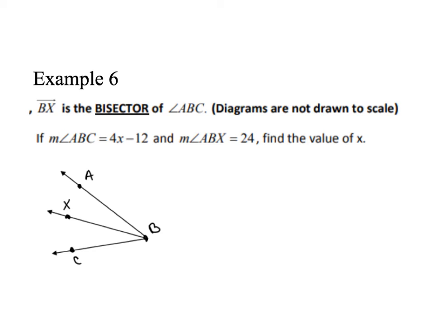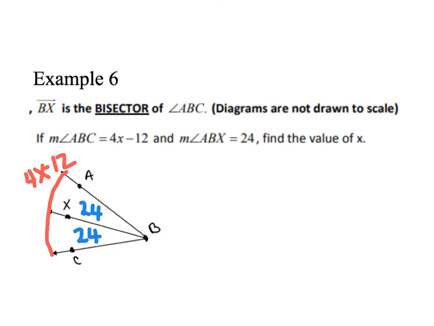Alright, example 6. BX is the bisector of angle ABC. If ABC is 4x minus 12 and ABX is 24, find the value of x. So in this case, they don't give you the two little angles. They say ABC, this whole thing, is 4x minus 12. And then they tell you that ABX, this angle here, is 24. But if that angle is 24, this angle is also 24.